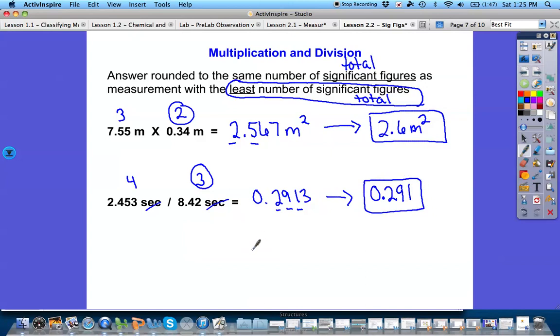Otherwise, your numbers need to be labeled with units because I don't know what the number means if I don't know what the units are. So that's all for the significant figures.